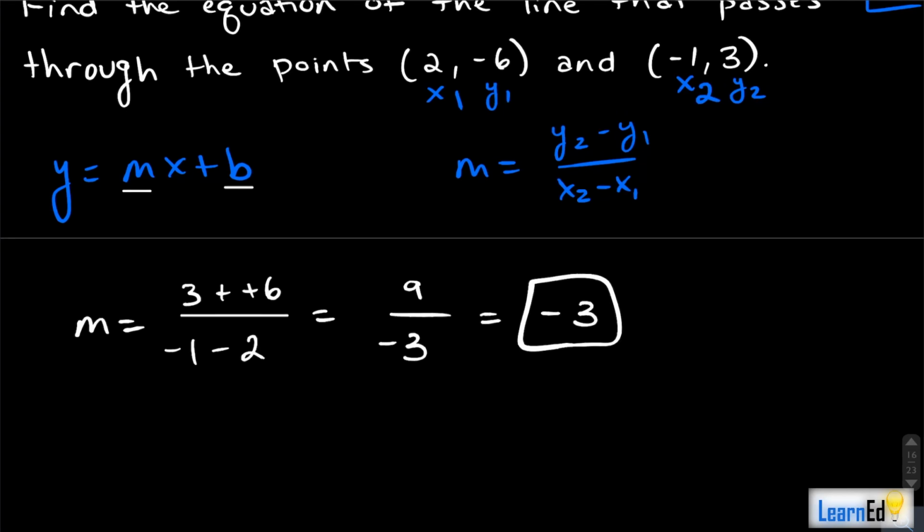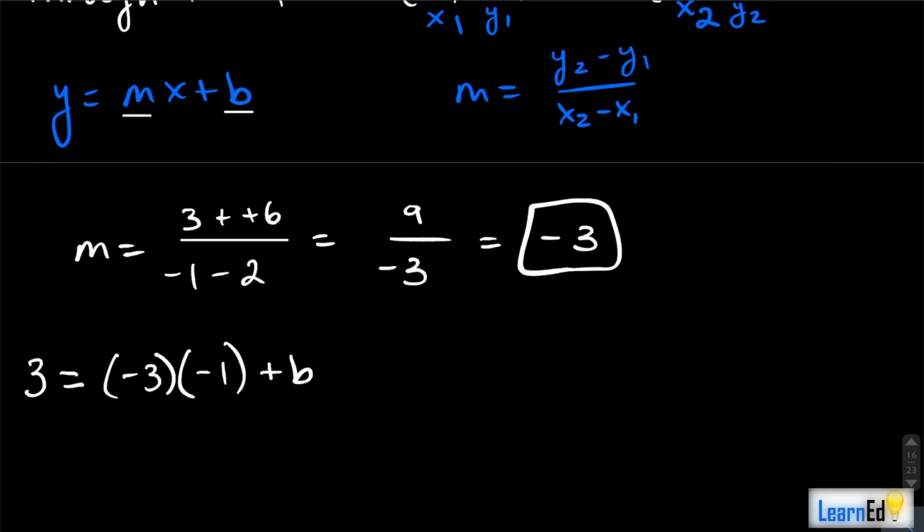Now we're going to use that, along with one of these points, it doesn't matter which one, to find our y-intercept. Let's use negative 1, 3, just because they're smaller numbers. So we'll plug in the 3 for y, the negative 1 for x, and the negative 3 for the slope.